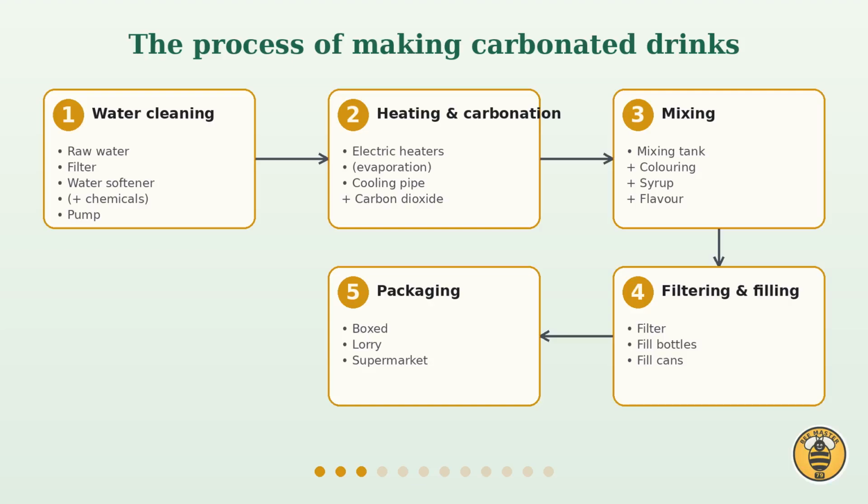Let's read the diagram. It is a linear process with 5 stages. In stage 1, water cleaning, raw water is filtered, softened with chemicals and pumped on. In stage 2, it is heated to evaporate, cooled, and carbon dioxide is added. Stage 3 mixes in coloring, syrup, and flavor. Stage 4 filters the liquid and fills bottles and cans. Finally, stage 5 packages the drinks and sends them to supermarkets by lorry.